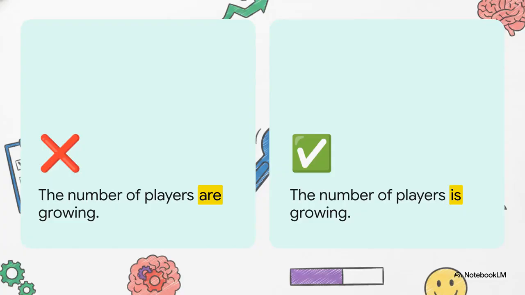Next up is subject-verb agreement. We hear this glitch all the time. "The number of players are growing." I mean, it kind of sounds right because the word "players" is plural, right? But actually, the head word of this entire phrase is "number." Because the word "number" is grammatically singular, your verb absolutely must be singular too. So the required patch to get this running properly is "the number of players is growing."